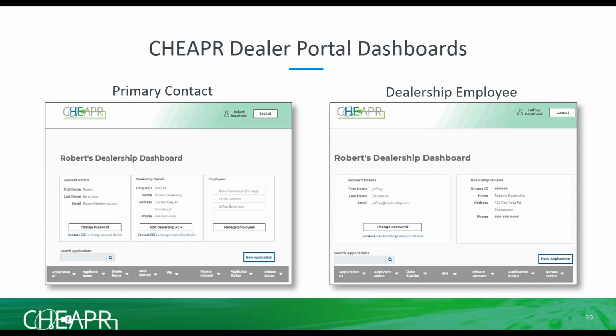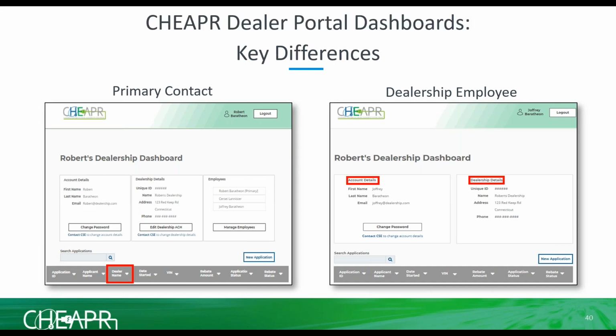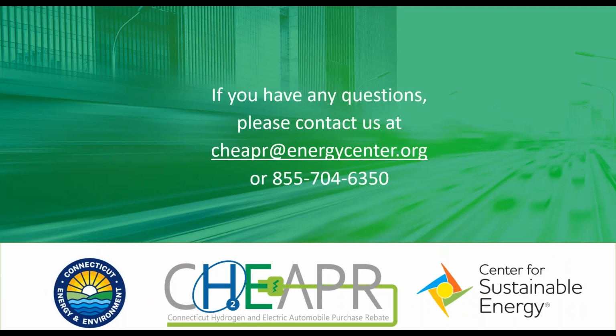So again, this is what the dashboards look like for the primary contact and then for the dealership employee. The primary contact will have access to the account details and dealership details. They can edit the ACH information and they can manage and edit the employees that have access. Both the primary and the dealership employees will be able to submit applications, and they'll also both be able to complete unfinished applications by any of the dealership staff and check on the status of any submitted applications. So that's basically it for enrolling dealerships and getting accounts set up.